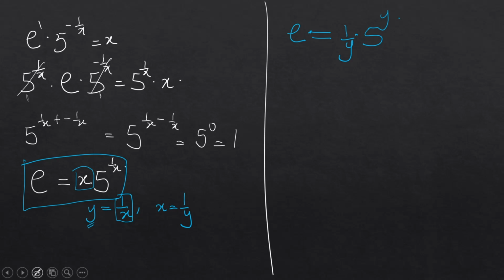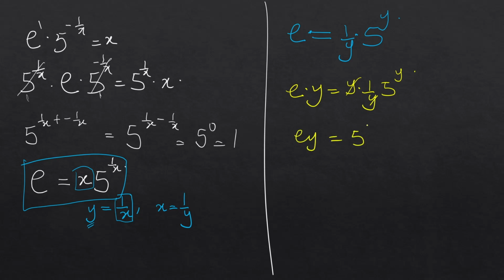So let me go back to yellow. So I'm going to have e multiplied by y is equal to y multiplied by 1 over y, 5 raised to power y. We cancel this, I have that ey is equal to 5 raised to power y. Now, I think that is where we are right now.